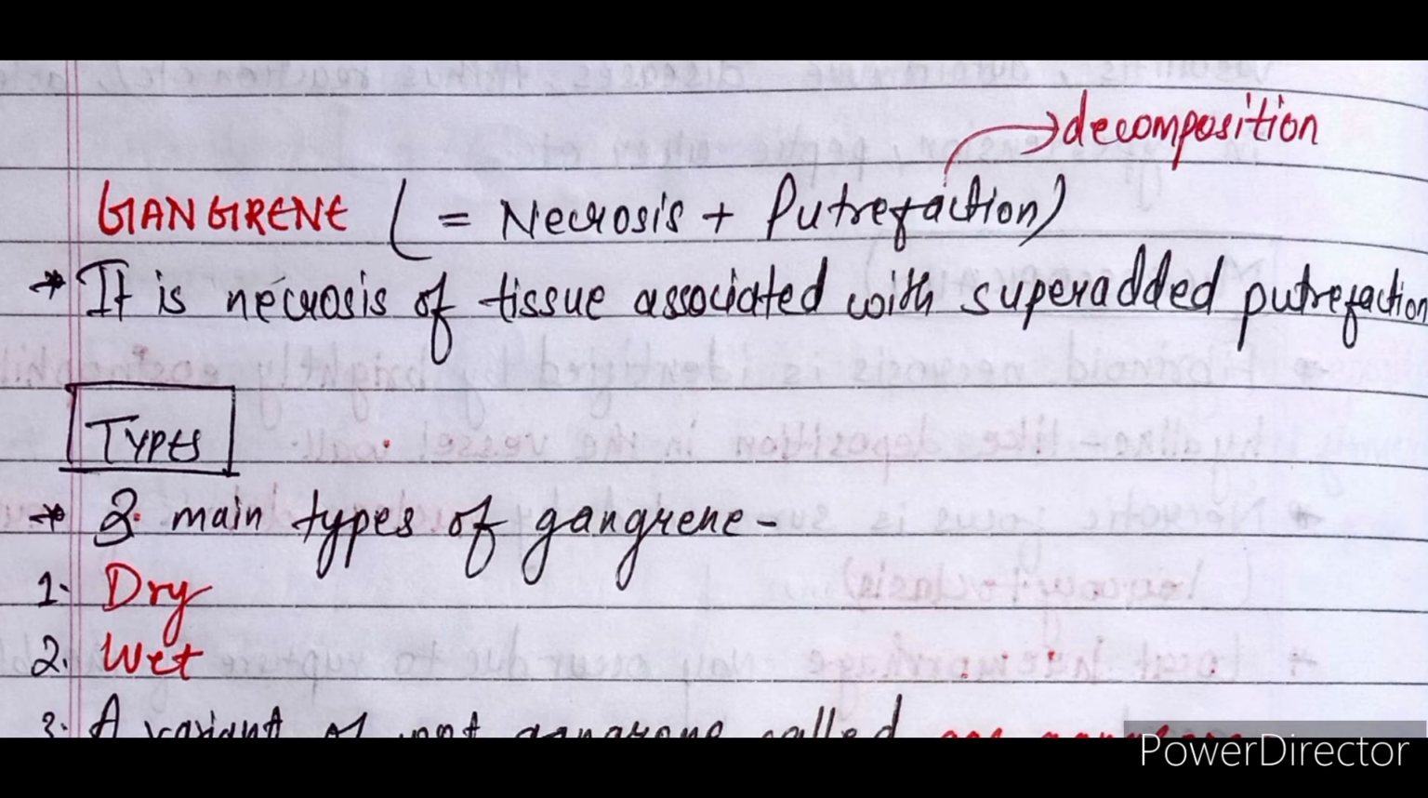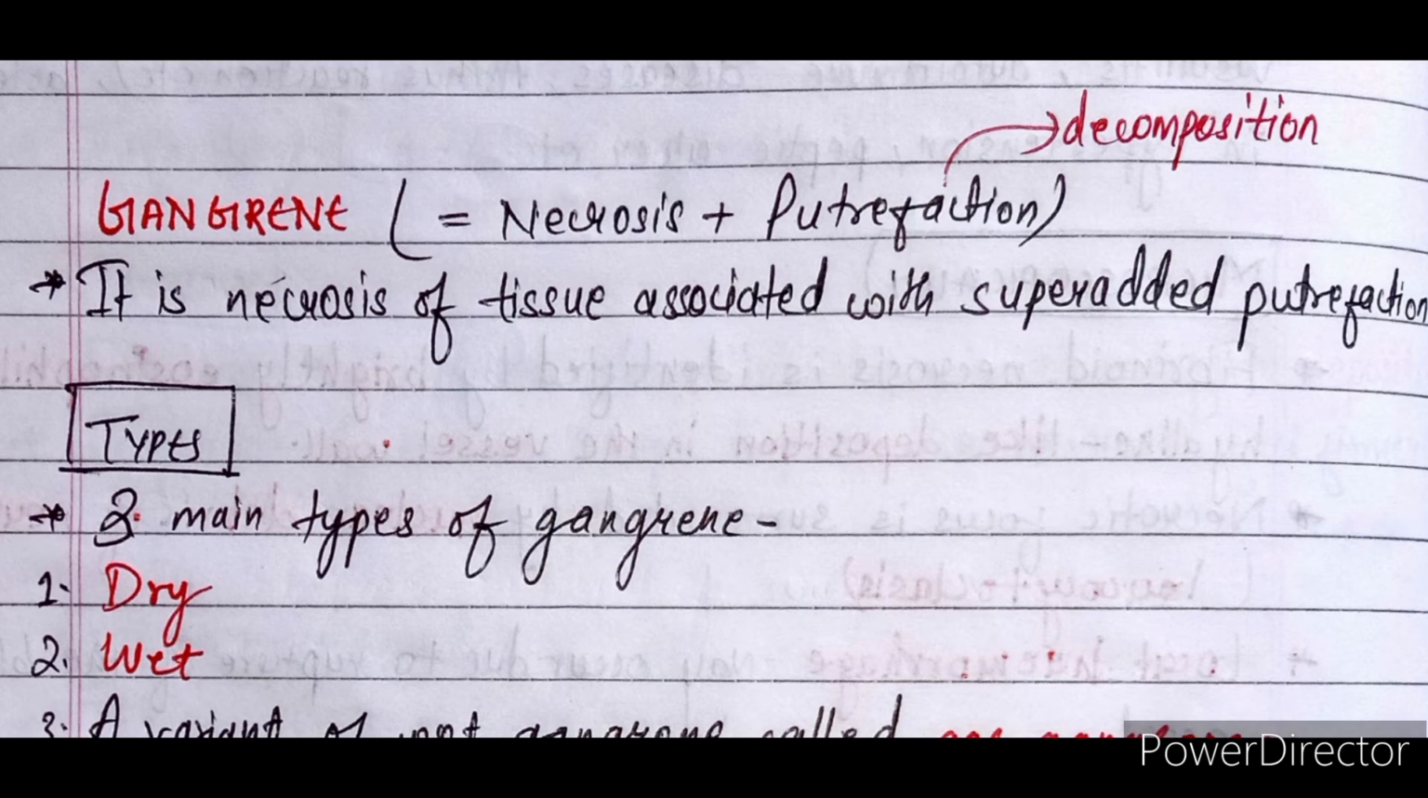So, can you tell me what is necrosis? In the last lecture, we have already studied the 5 types of necrosis. Necrosis is simply a type of cell death involving clusters of cells. Basically, when there is cell death, two things happen. First, the area undergoes necrosis, that is dead tissue. Second, the necrosed part immediately starts decomposition, and decomposition of necrosed tissue is known as putrefaction.